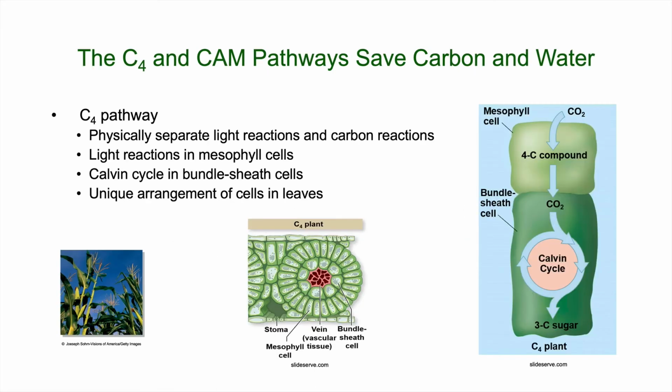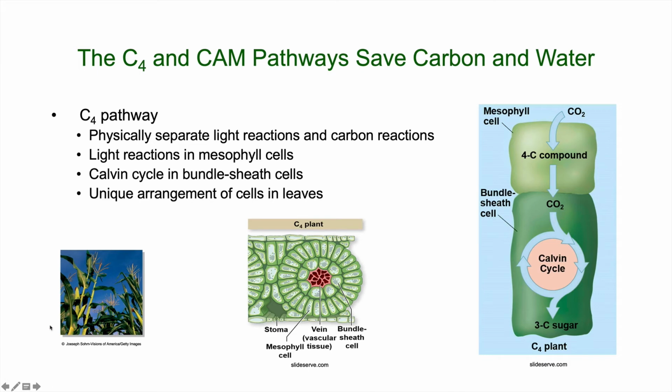But there are plants that can fix their carbon in a different way. One is the C4 pathway. In the C4 pathway, we're going to have 2 different types of cells, where first the carbon dioxide is going to be turned into a 4-carbon compound, and then that can release CO2 again in a different cell to go through the Calvin cycle.